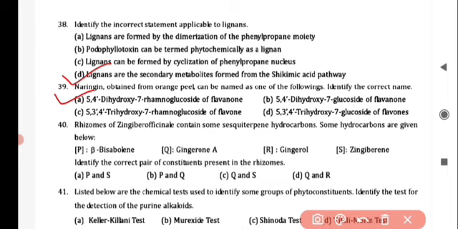Next question is rhizomes of Zingiber officinale contain some sesquiterpene hydrocarbons and some compounds are given below. P is beta bisabolene, Q is gingerone A, R is gingerol, and S is zingiberene. Now identify the correct pair of constituents present in the rhizomes. And the correct answer for this is option A, that is P and S.